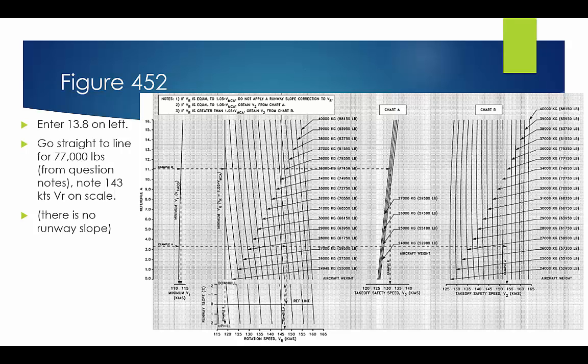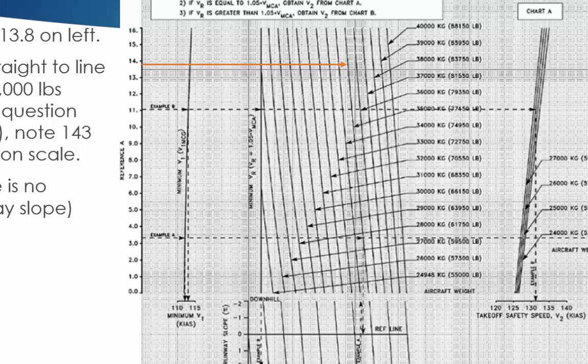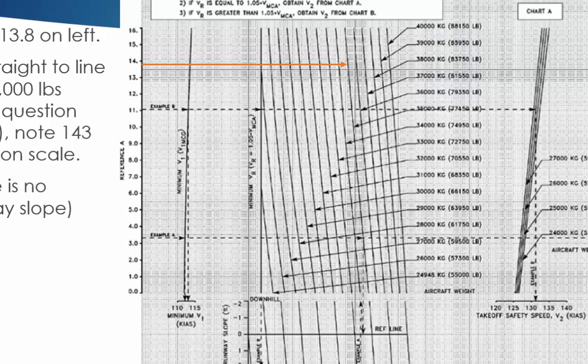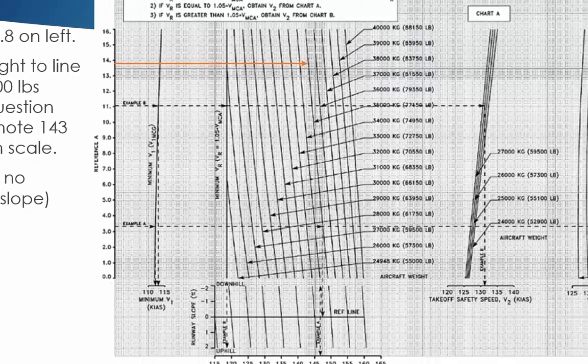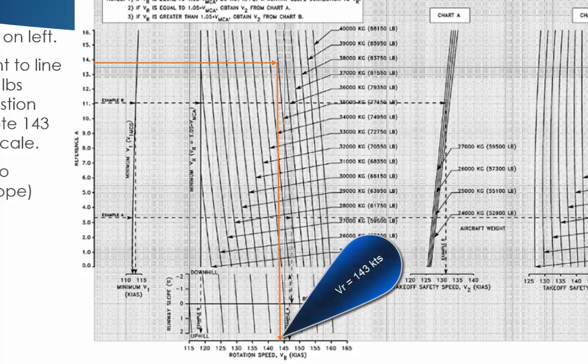VR is uncomplicated to find from this chart, really. If we start at 13.8 from reference A scale over on the left side, we move over from 13.8 all the way over till we get to a line that references 77,000 pounds. That was given to us in the question. And once we draw that line over to 77,000 pounds, we can then go straight down and we can find a rotation speed of 143 knots for VR.